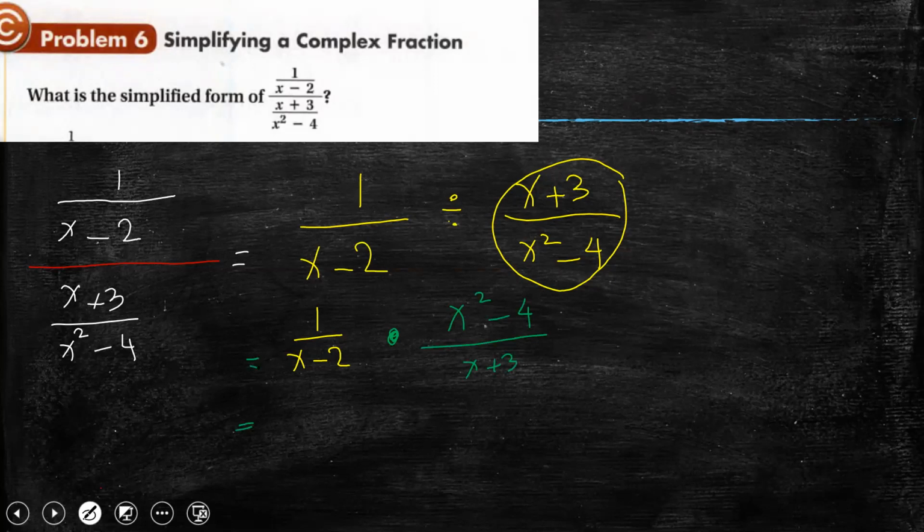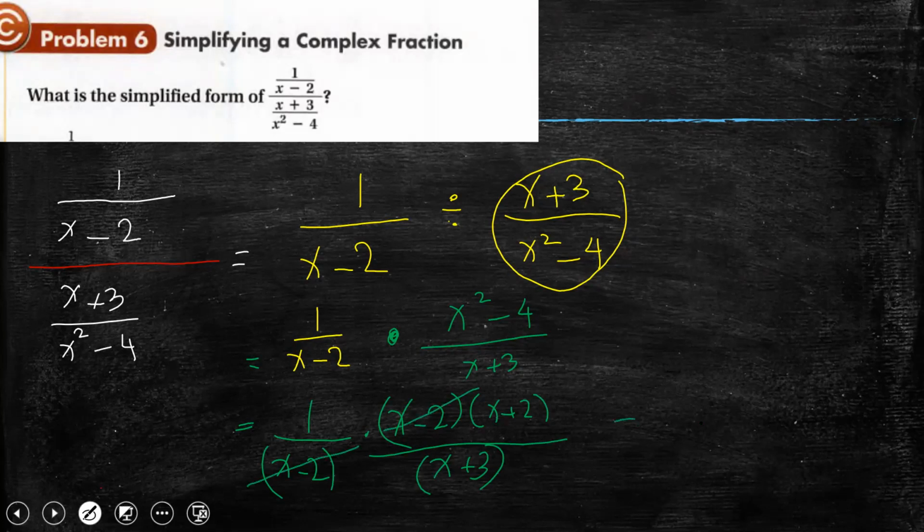Let's now simplify if we can. 1 over x minus 2 times, look at x squared minus 4. How can I simplify it? It will be x minus 2 times x plus 2, over x plus 3. Now, can we simplify x minus 2 with x minus 2? Yes, they are multiplied. So what do I have now? I have x plus 2 over x plus 3.